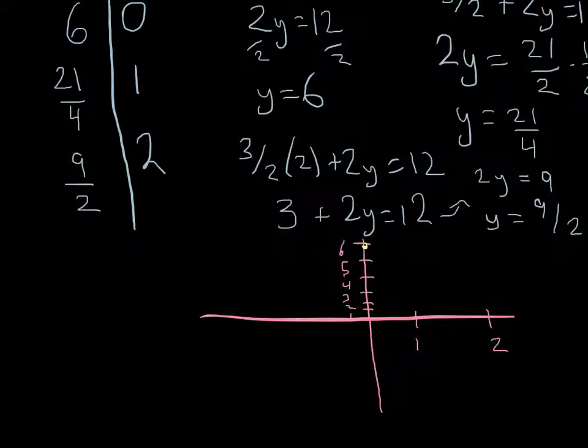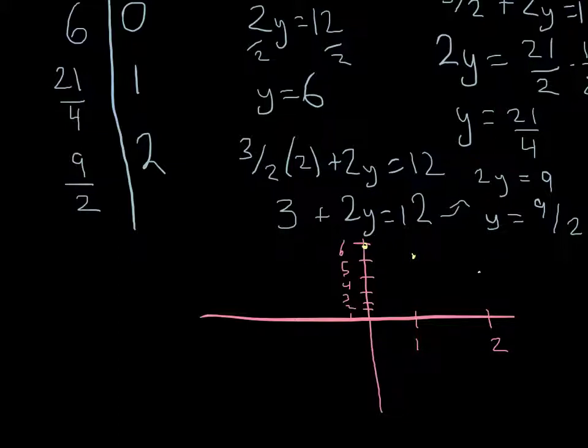At x equals 1, y equals 21 over 4, which is a little bit over 5. So put it right in there. And then at x equals 2, y equals 9 halves, which is a little bit over 4.